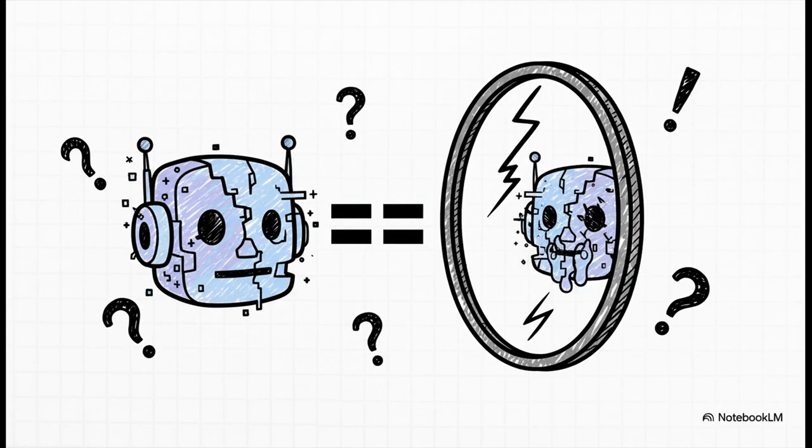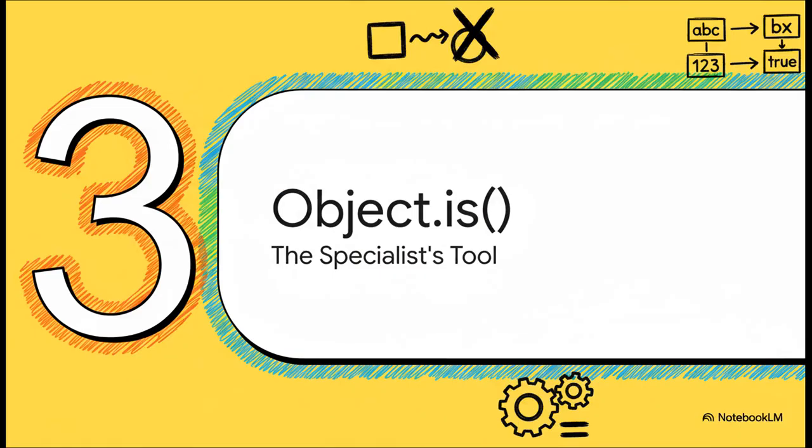It's designed to prevent bad math from being treated as correct. But it does mean that even our reliable detective has a blind spot. And for that, we need to call in a specialist. For these very specific, tricky edge cases, we call in the specialist, Object.is.